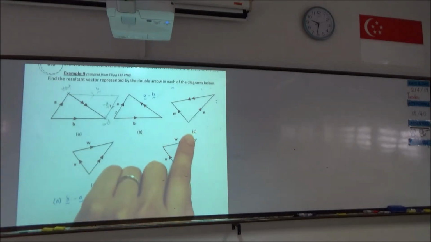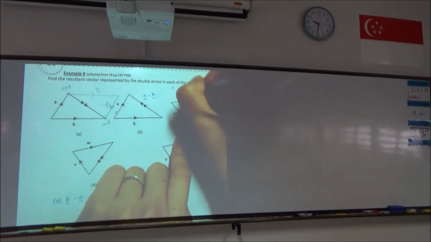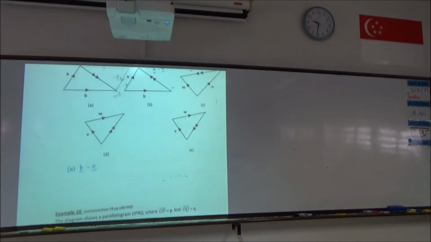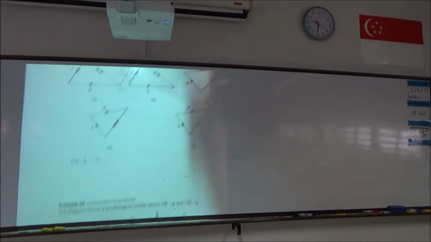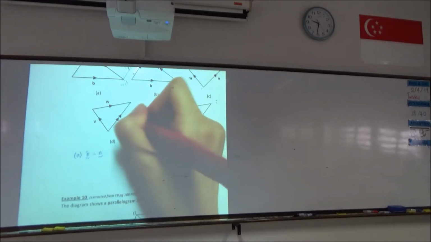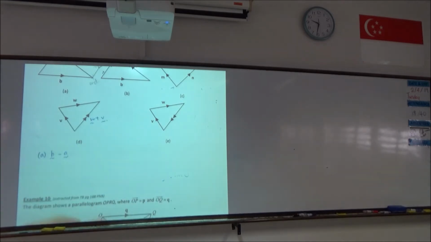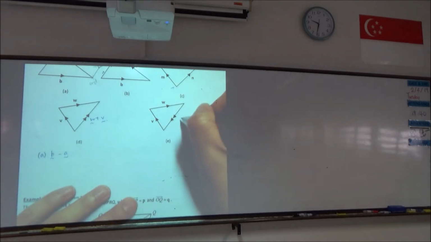Then what about part C? M minus N. Okay. What about part D? W plus B. Okay, W plus B. And then for part E, what do you get? Negative B minus W, okay.